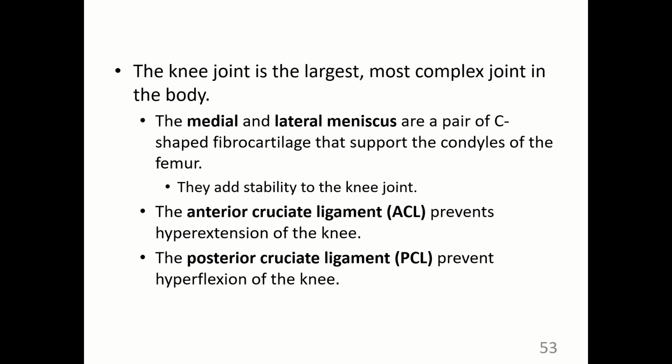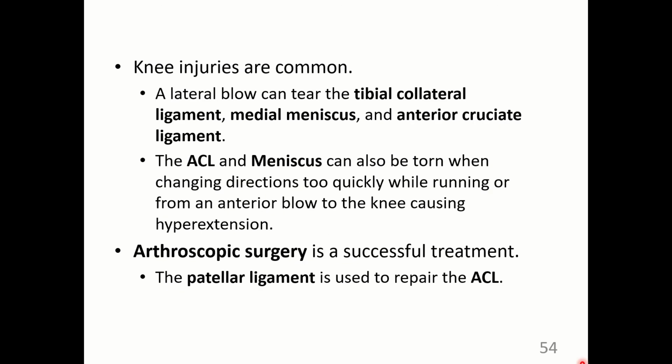Then we have the anterior and posterior cruciate ligaments. The anterior cruciate ligament is abbreviated ACL and prevents the hyperextension of the knee. The posterior cruciate ligament, or PCL, prevents the hyperflexion of the knee. Knee injuries are common. A lateral blow can tear the tibial collateral ligament, the medial meniscus, and the anterior cruciate ligament.